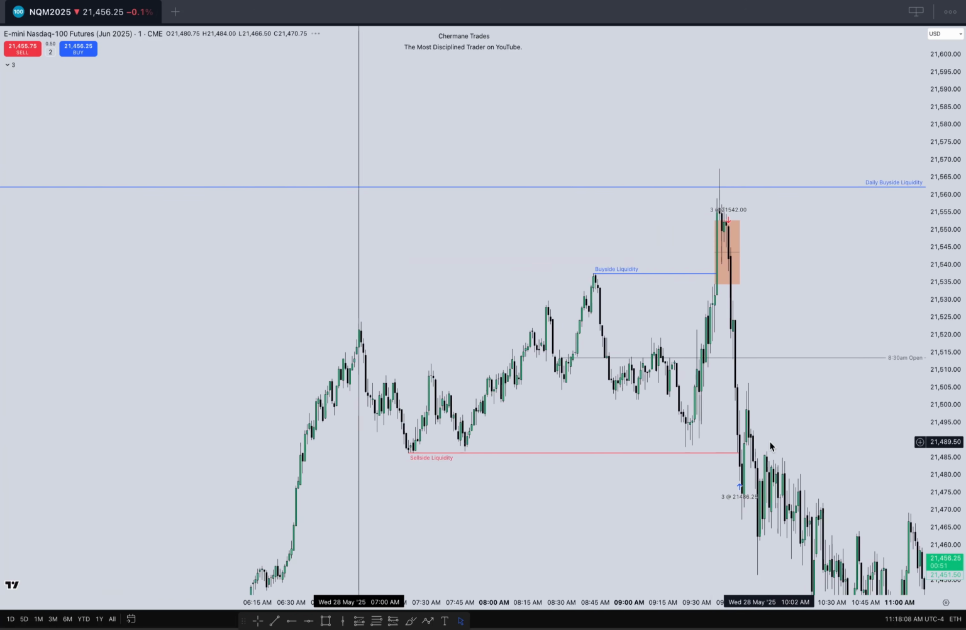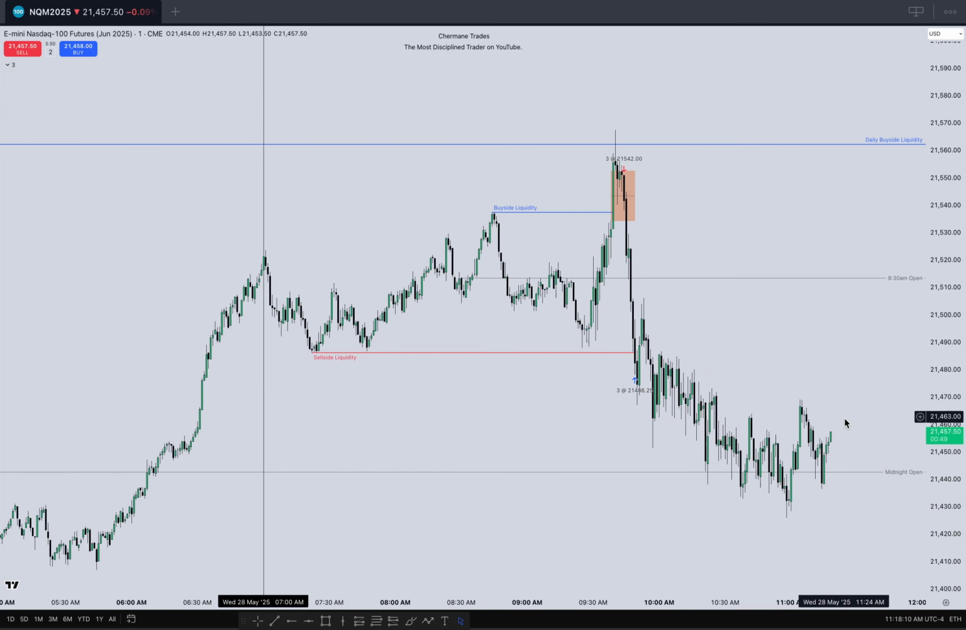So that is the trade breakdown, Chermane's model. Shorting above opening prices, taking partials at logical levels, and there you go. So hopefully this was helpful.